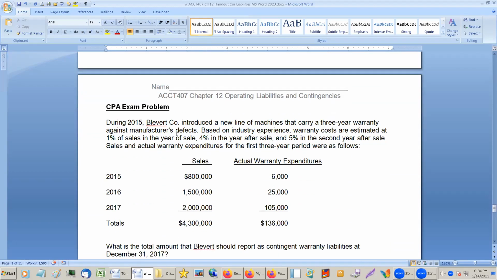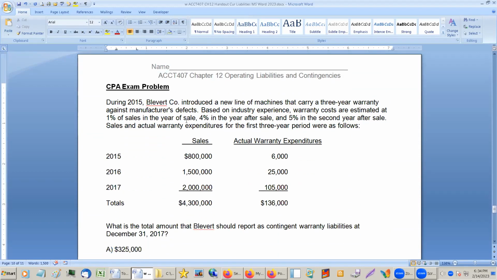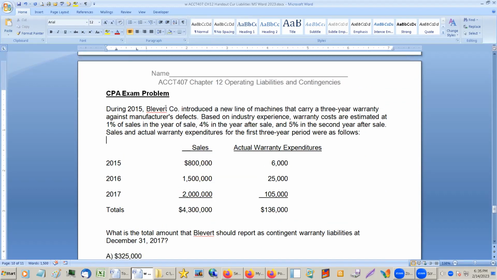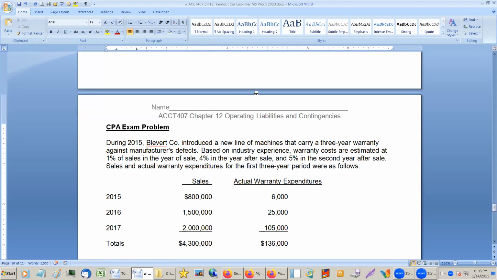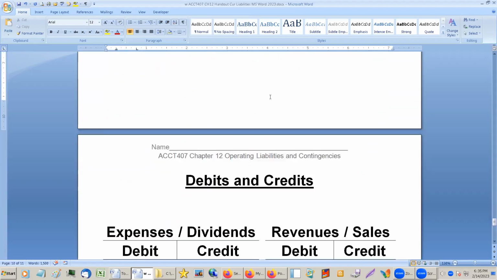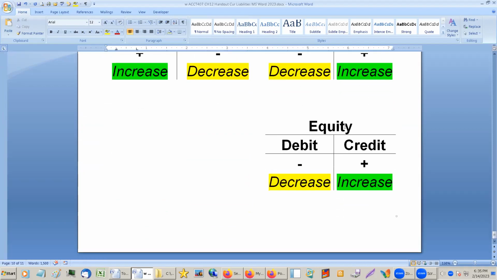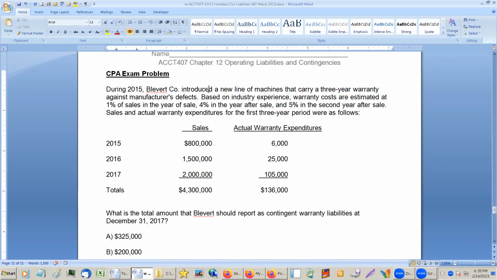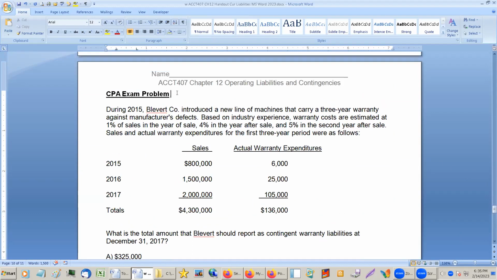Okay, well, here's a CPA exam problem. We're gonna spend a little more time on it. How many do I have here? All right, that's it. All right, we'll do this one. I think there's one like this on the multiple choice review. Okay.